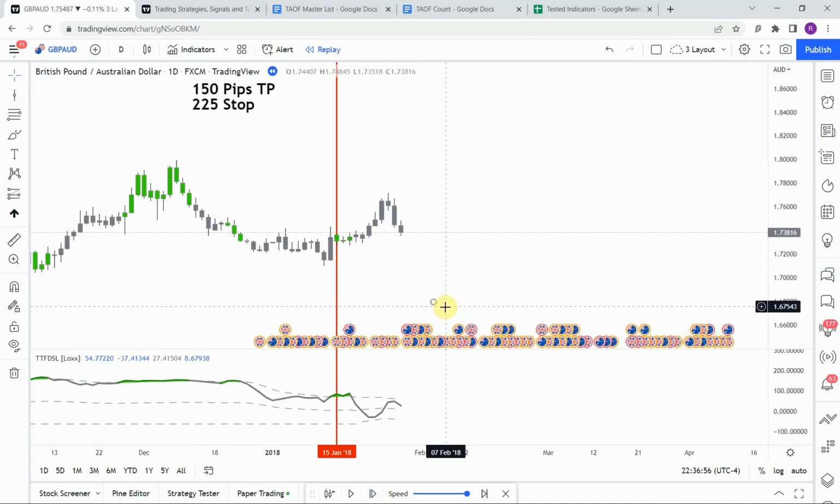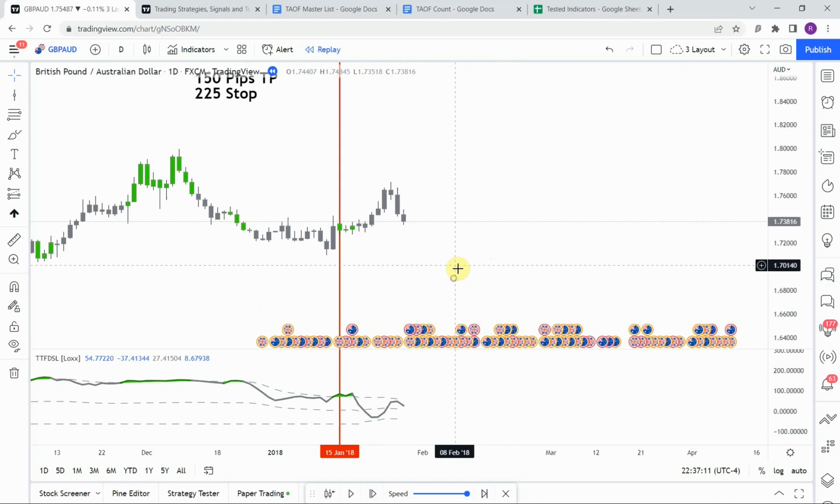Okay, so the first signal that we pick up is a long signal right here. You can see that we pick up those green bars, and then we get a little bit of consolidation and a really nice push to the upside there, which does come up and get us to our take profit. Let's go ahead and continue on.